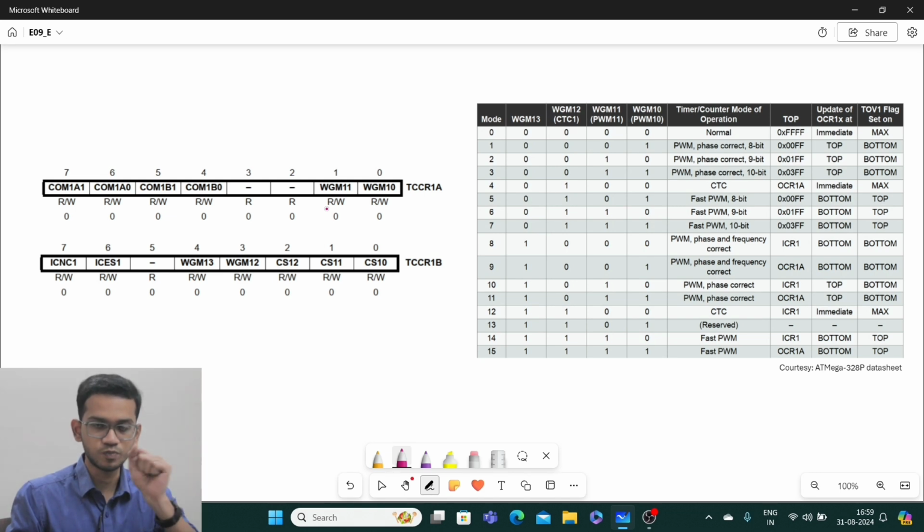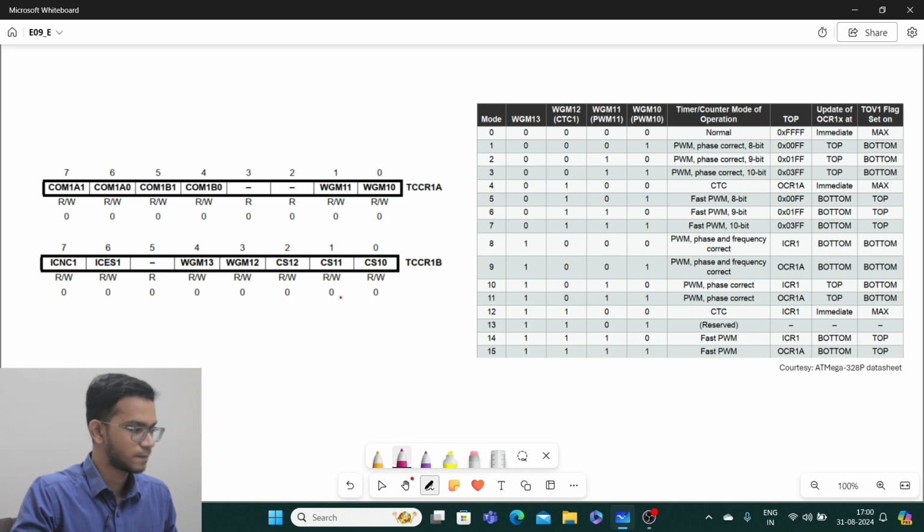Use OCR1A for this purpose, use OCR1B for this purpose, count up to this value, and when it reaches this value, come back again. All these are sets of instructions which we want the timer to obey. So we will give those instructions by configuring the bits of this register. So that's what this basically is.